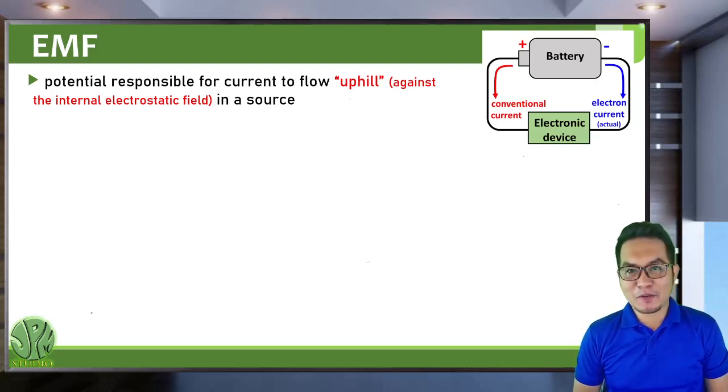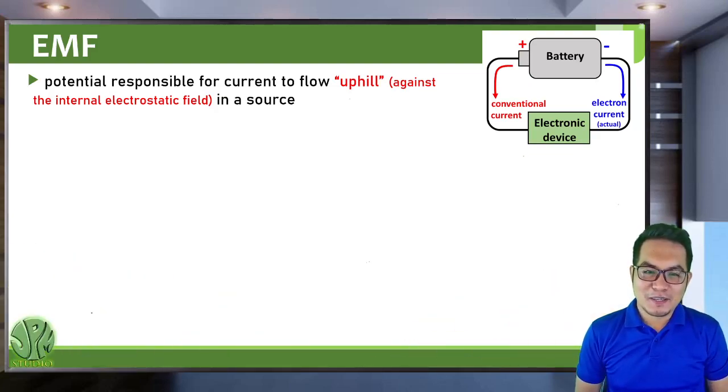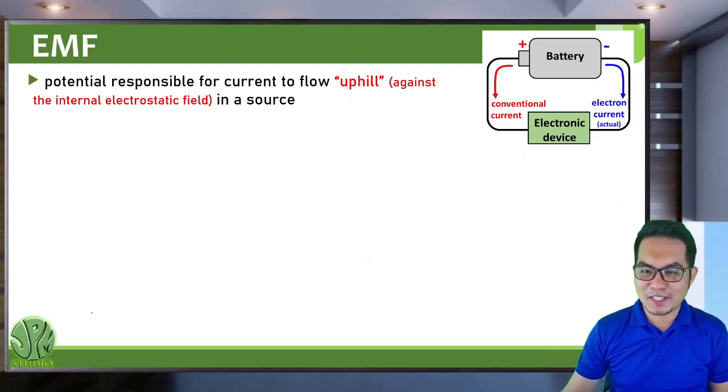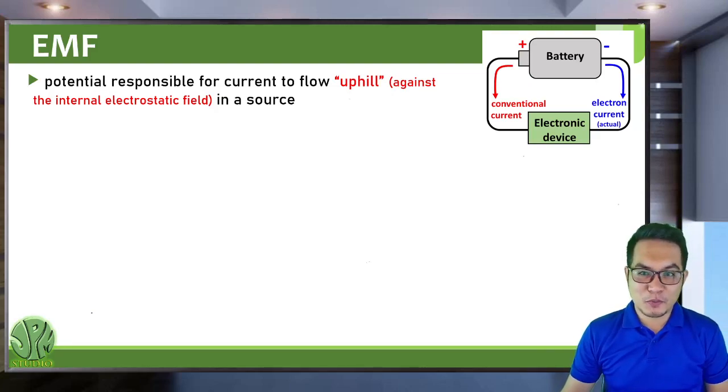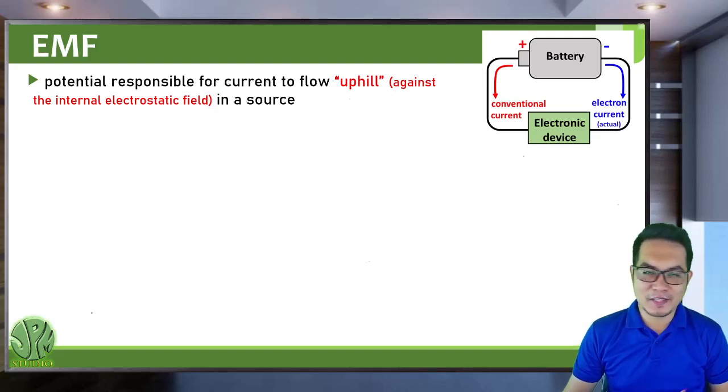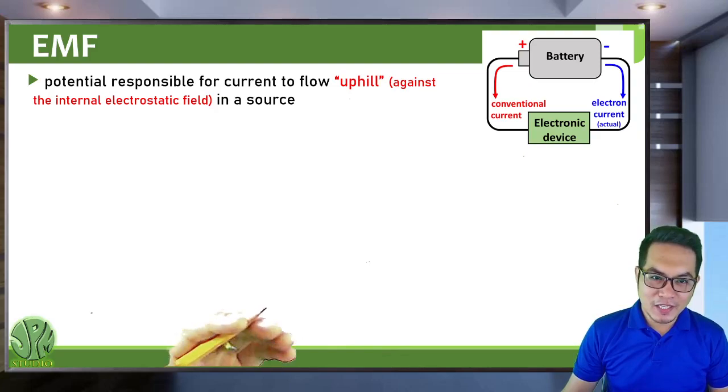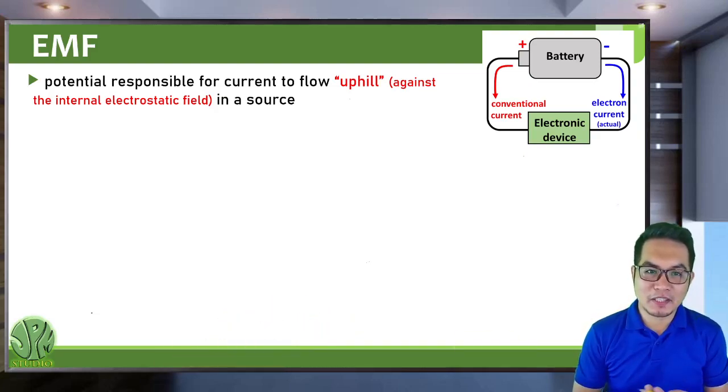So let's not use the full words, electromotive force. Instead, let's just say EMF, because this is one of the poor terms in physics. It's not a force, it's a potential. It would be much more suitable if they called this electromotive potential, but no, they call this electromotive force, or EMF. Anyway, let's not use the word force, just EMF. It's a potential responsible for current to flow uphill, or against the internal electrostatic field in a source.